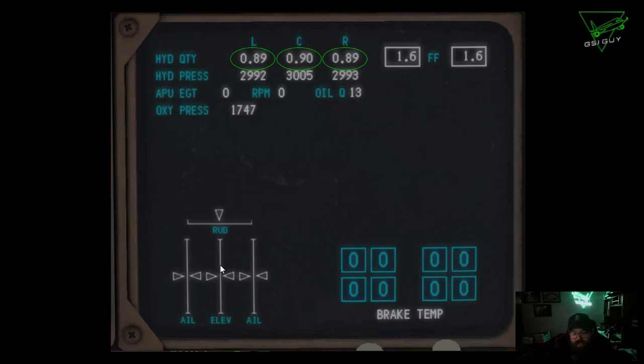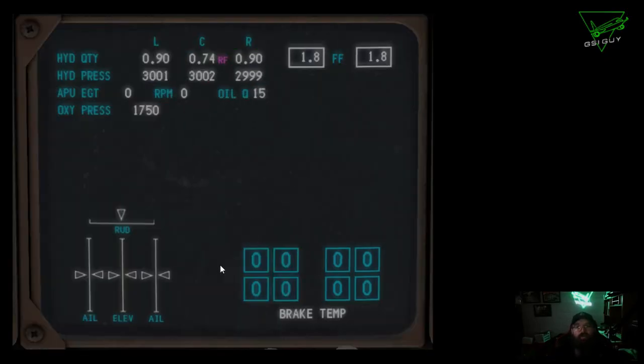So when we talk about the different things that you can see for your hydraulic quantity, right now I can tell that all my hydraulic quantity is perfectly fine. However, when I get to 0.75 or less, I'll get this little magenta RF next to the number. Guess what that means? Refill.